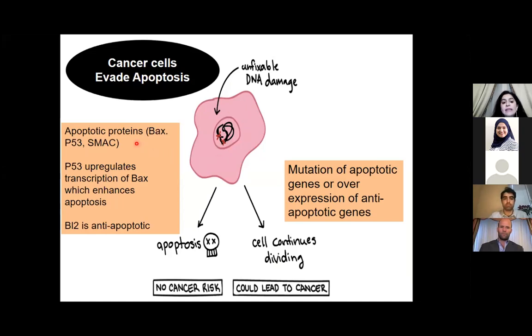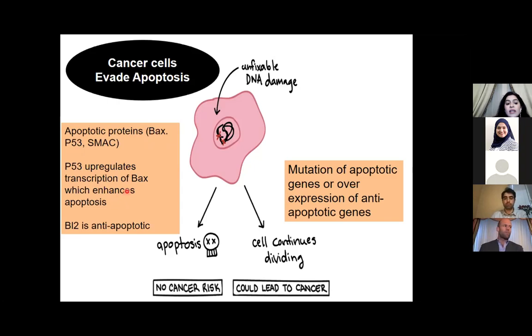A cancer cell has mutated tumor suppressor genes, has mutated apoptotic proteins. So normally, if you have an unfixable DNA damage, mutation of apoptotic genes or overexpression of an anti-apoptotic gene will lead to the cell continuing to divide, and this can lead to cancer. But if you have the apoptotic genes functioning well, like BAX, the P53 will upregulate this apoptotic gene and it will enhance apoptosis.